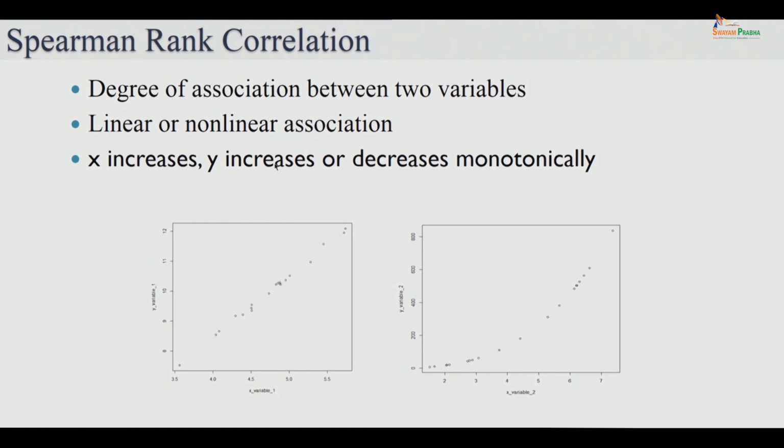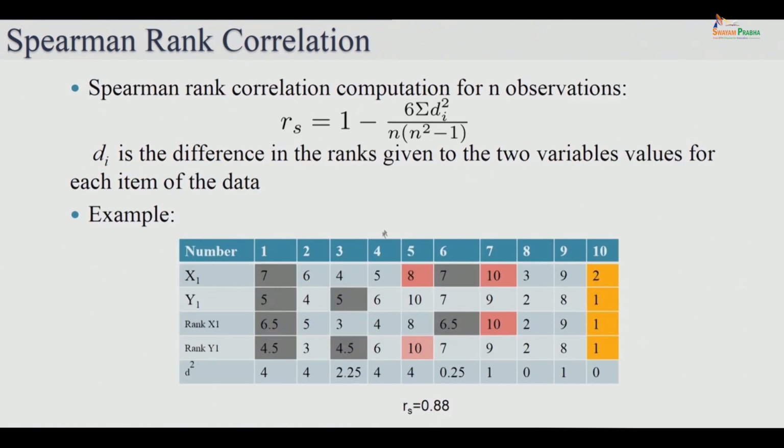If x increases, y increases or decreases monotonically, then the Spearman's rank correlation will tend to be very high. So here's a case when x increases, y increases. This also is a case when x increases, y increases monotonically, but in this case the right hand figure is a non-linear relationship, while the left hand figure indicates a linear relationship. Let's define Spearman's rank correlation and apply it to the same data set and see what happens.